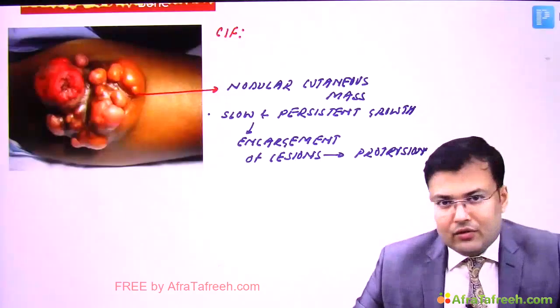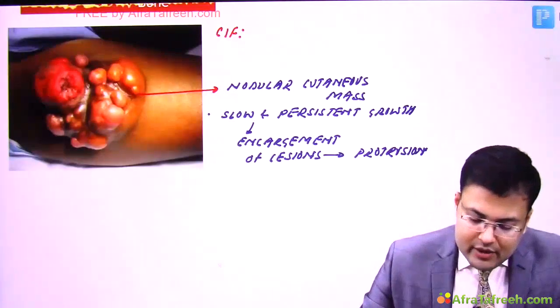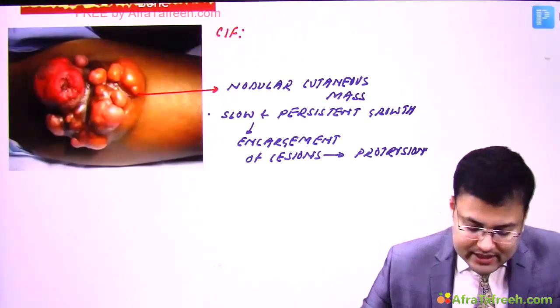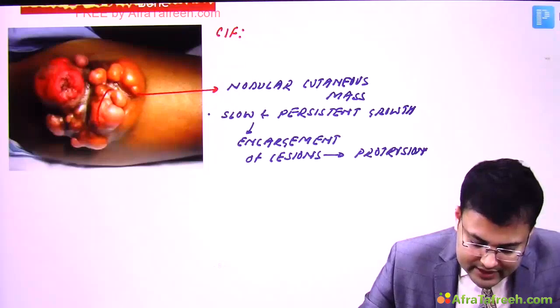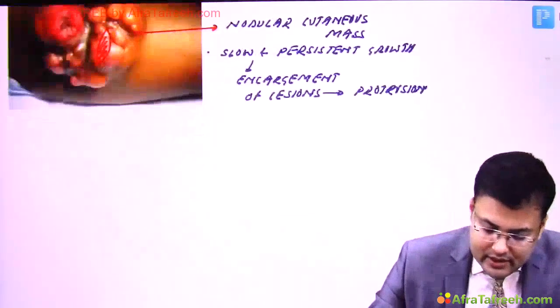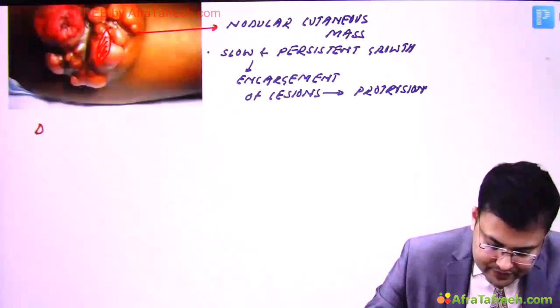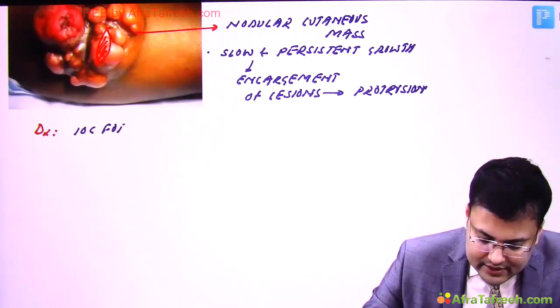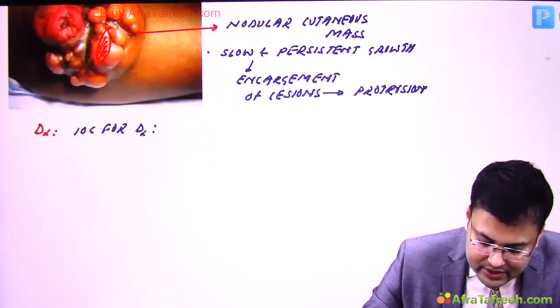Clear? Dermatofibrosarcoma protuberans. How are we going to make the diagnosis? Generally we go for a biopsy. What kind of biopsy is done here? Here we go for incisional biopsy. Clear? So for diagnosis, the investigation of choice is the incisional biopsy.